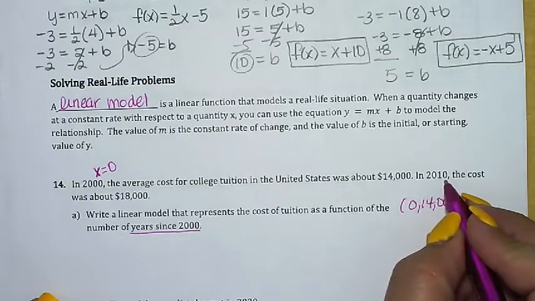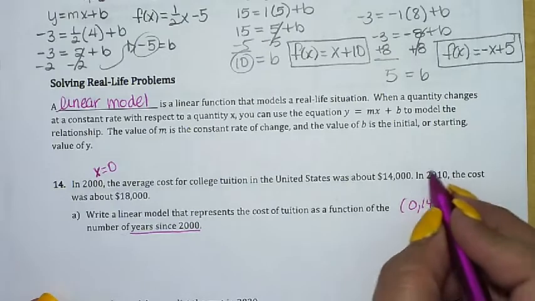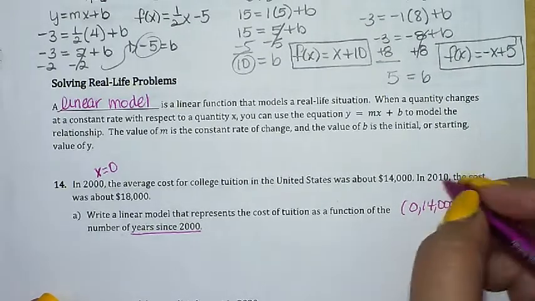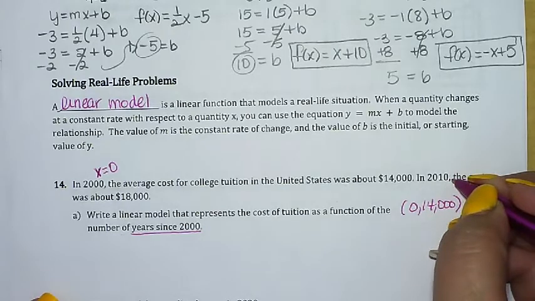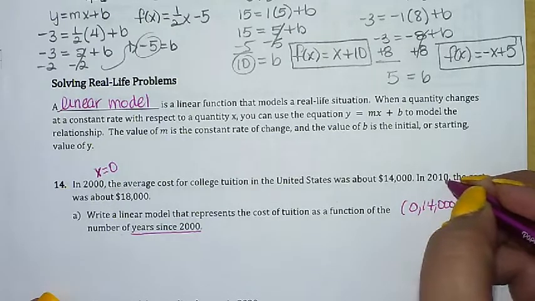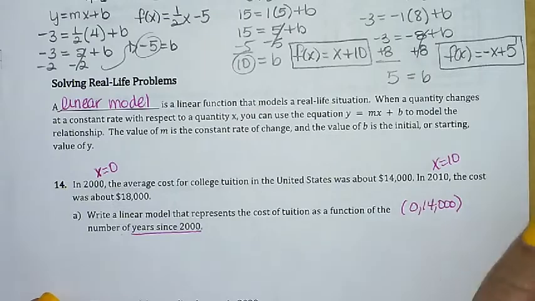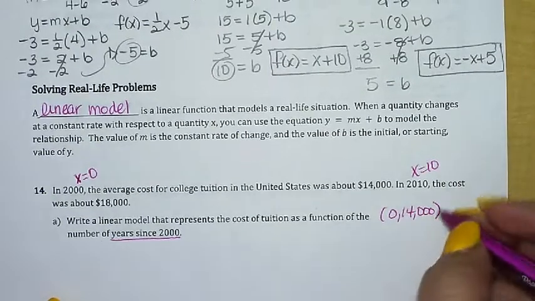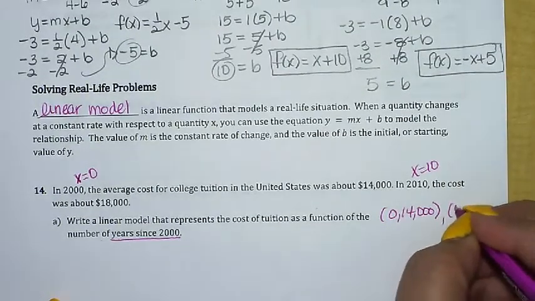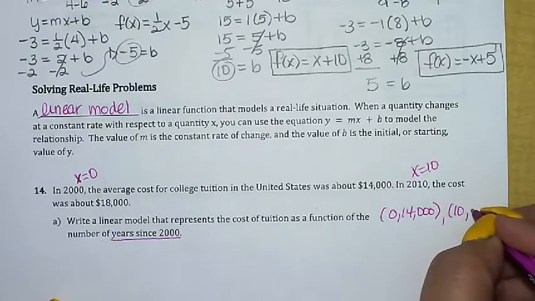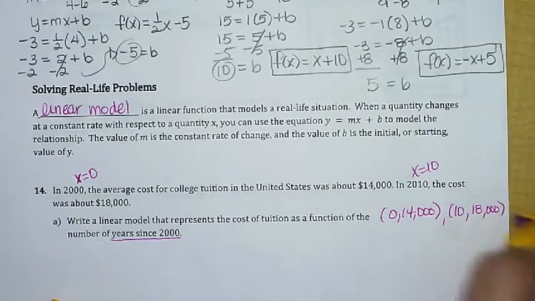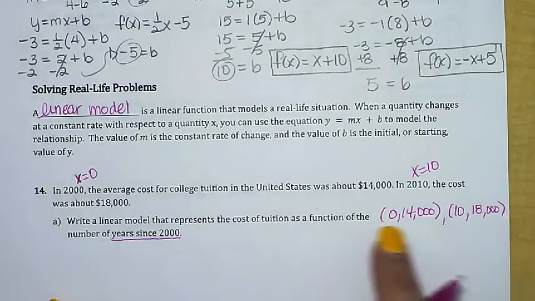Then in the year 2010, the cost was $18,000. So for this second point, how many years have passed since the year 2000? If we're in the year 2010, well, 10 years have passed. So that would be the x value that I would use here. So my other point is that 10 years after 2000, the cost had gone up to $18,000. So those are the two ordered pairs.